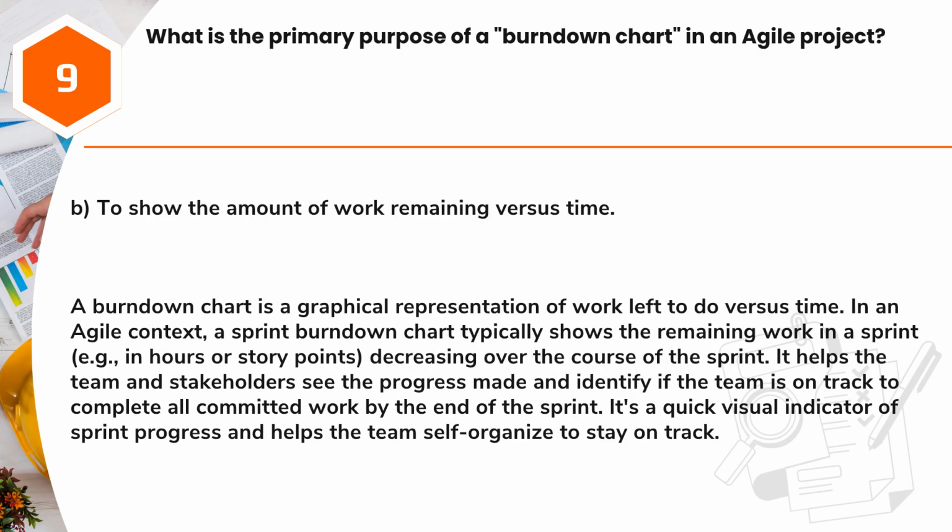Answer: B. To show the amount of work remaining versus time. A burndown chart is a graphical representation of work left to do versus time. In an Agile context, a sprint burndown chart typically shows the remaining work in a sprint, for example in hours or story points, decreasing over the course of the sprint. It helps the team and stakeholders see the progress made and identify if the team is on track to complete all committed work by the end of the sprint. It's a quick visual indicator of sprint progress and helps the team self-organize to stay on track.